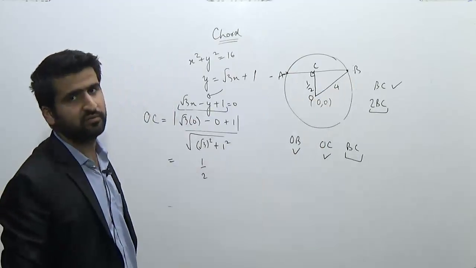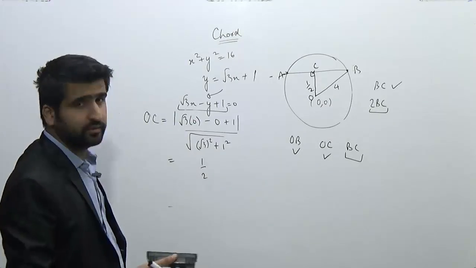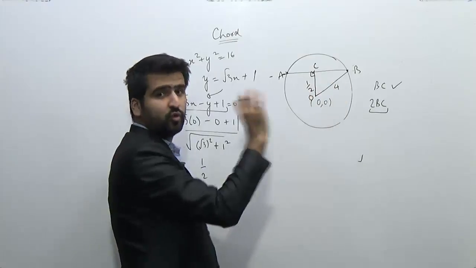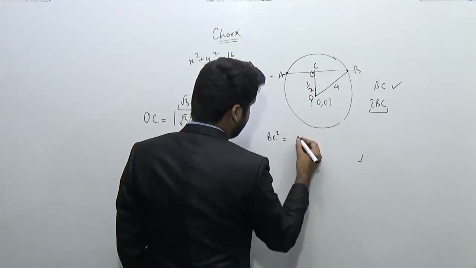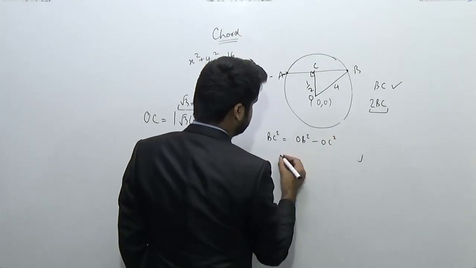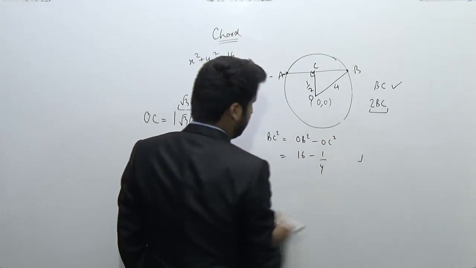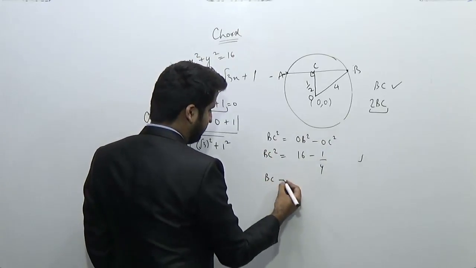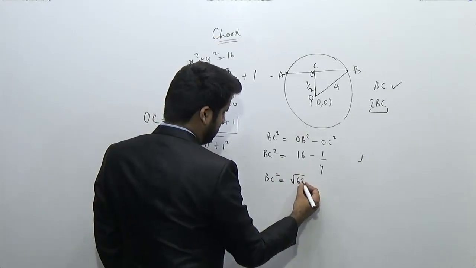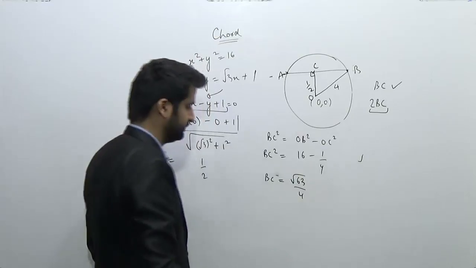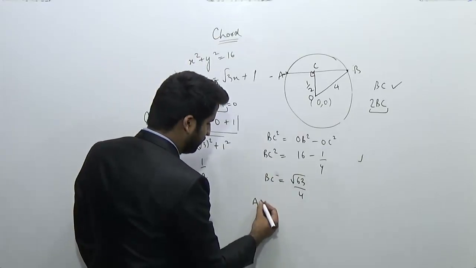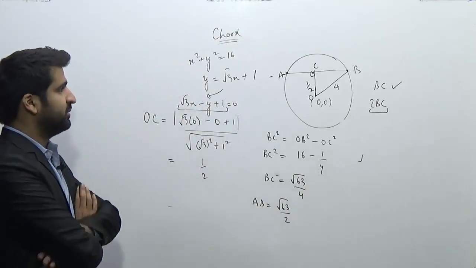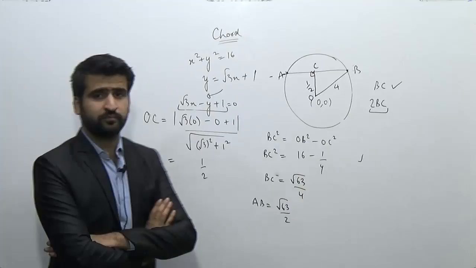If this distance is known, and also we know the value of OB, we can easily find the value of BC, right? BC square is equal to OB square minus OC square. OB square is equal to 16 minus 1 upon 4. So BC will be equal to under root 63 upon 4, right? So AB will come out to be twice of this, so root 63 upon 2. So this will be the length of the chord.